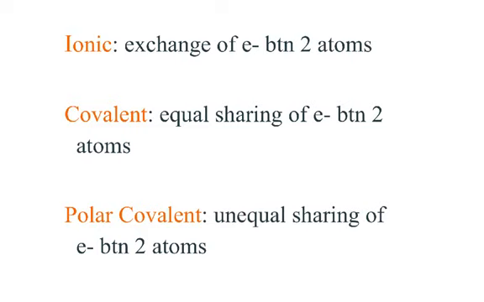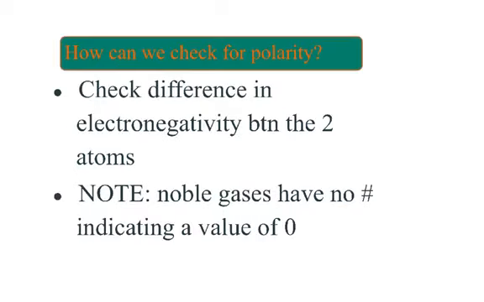We have covalent bonding, which is equal or approximately equal sharing of electrons between two atoms, typically two nonmetals. And then we have polar covalent bonding, which is unequal sharing of electrons between two atoms, again, typically your two nonmetals. So how can we check for polarity?